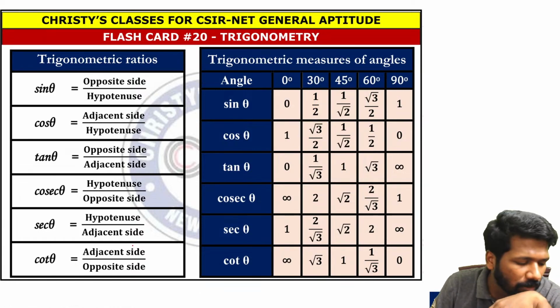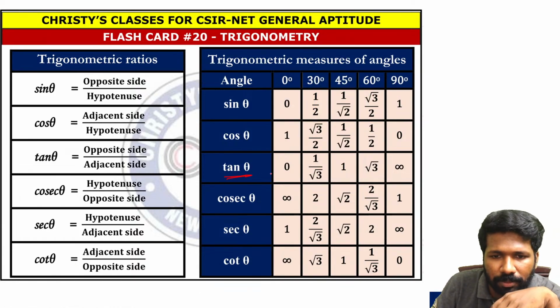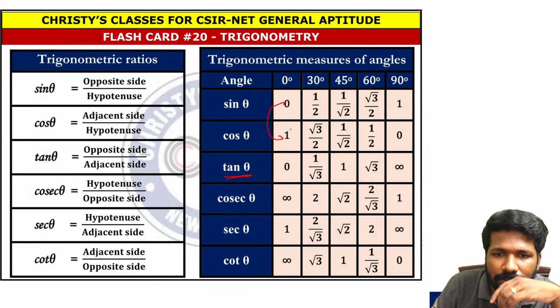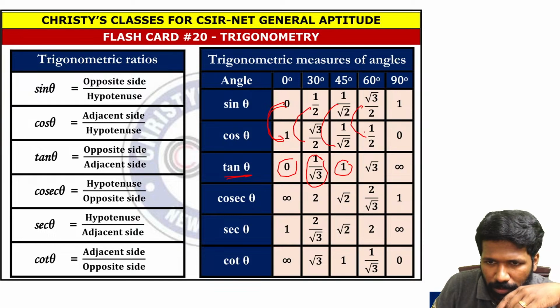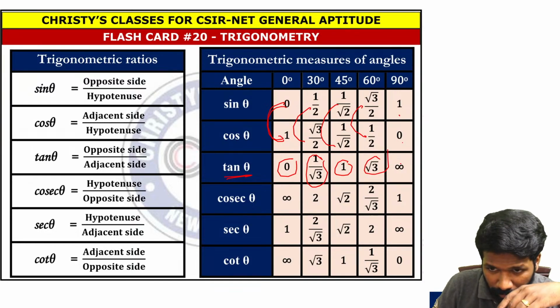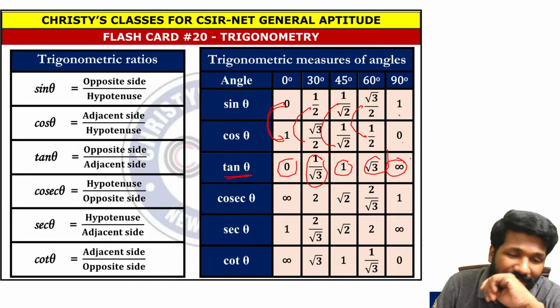And if you know sine and cos values, tan values are so simple because you know tan theta is sine theta by cos theta. So 0 by 1 is 0. 1 by 2 by root 3 by 2 is 1 by root 3. 1 by root 2 by 1 by root 2 is 1. Root 3 by 2 by 1 by 2 is root 3. 1 by 0 is not defined, or infinity.